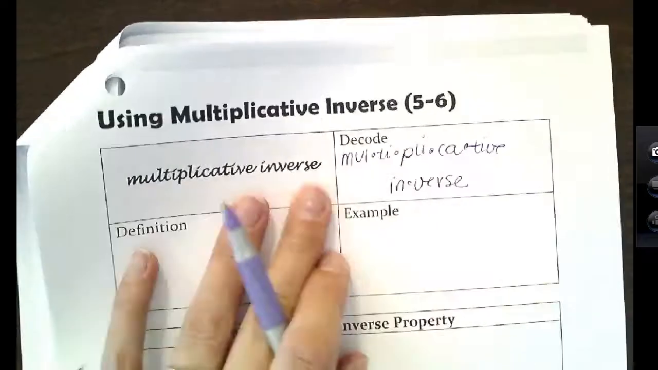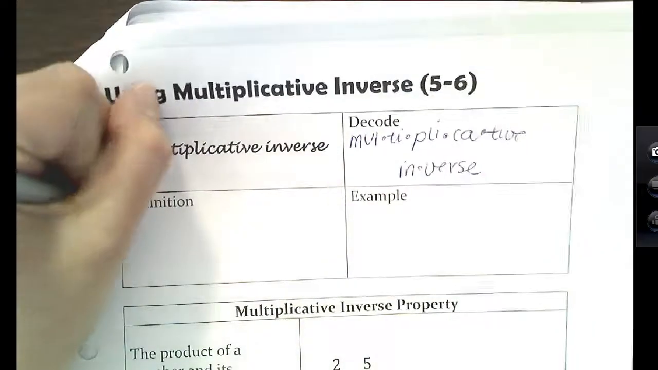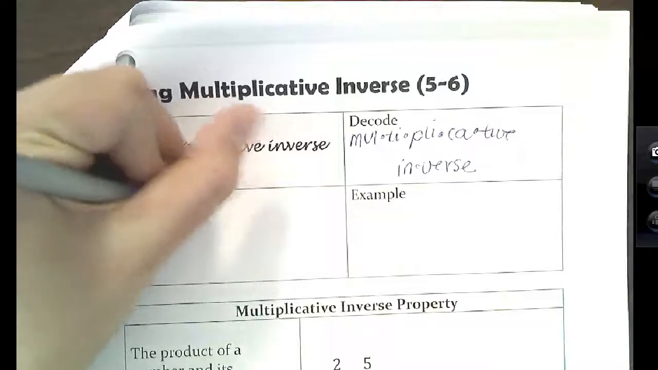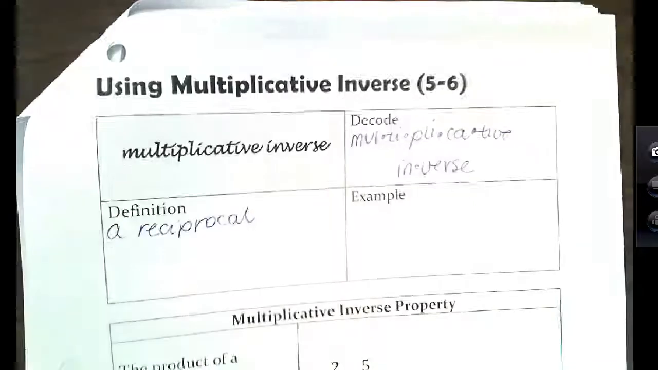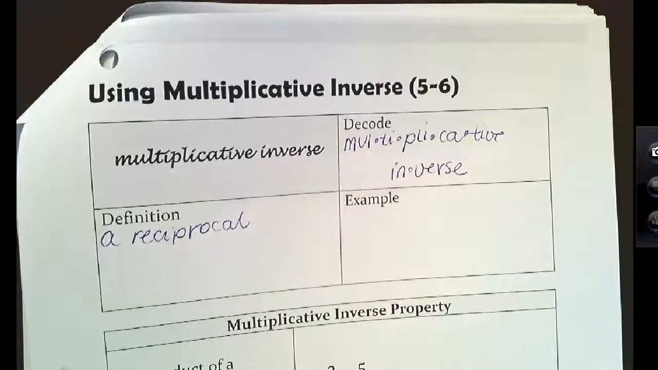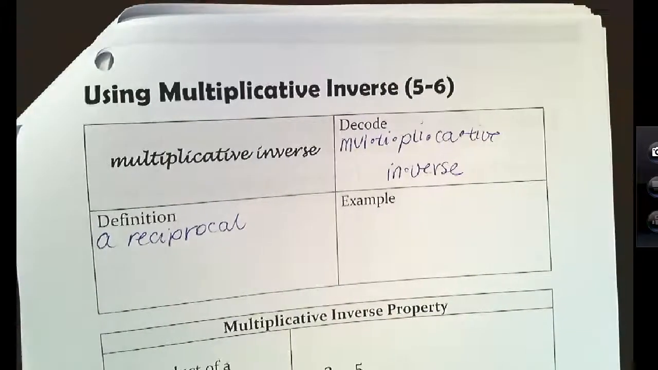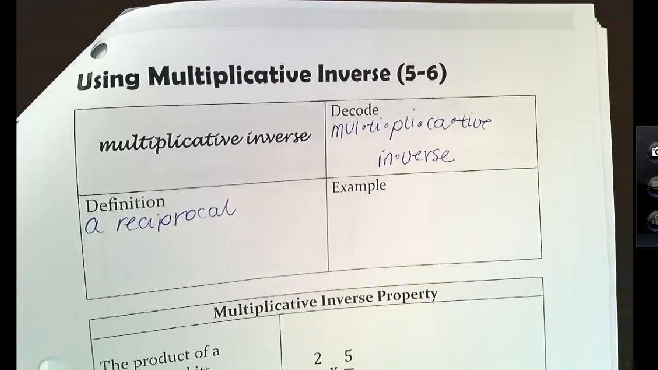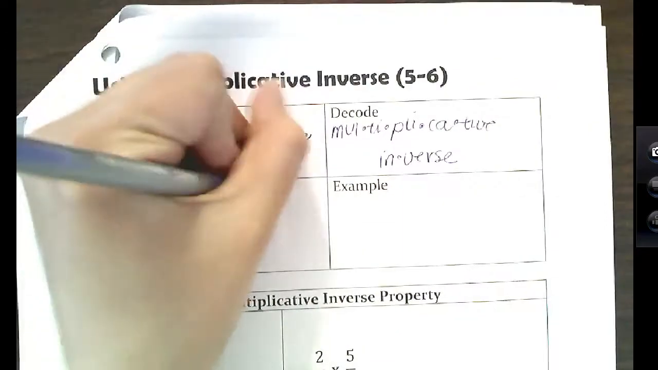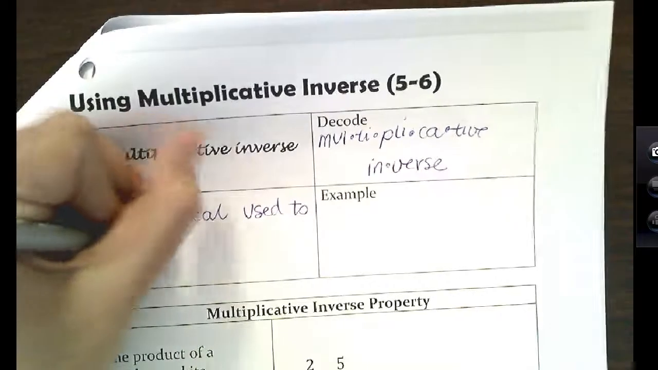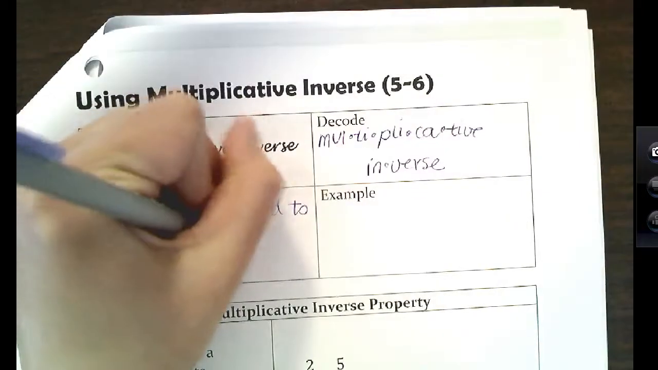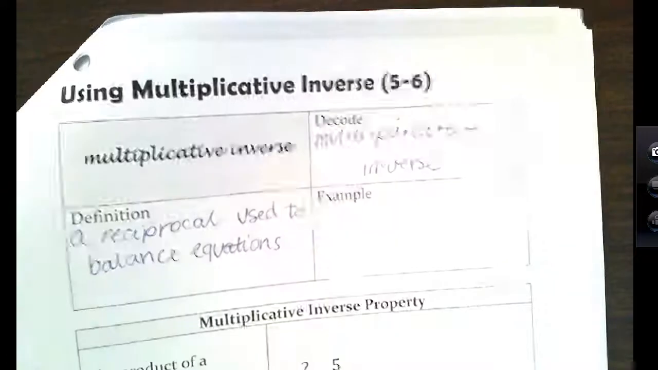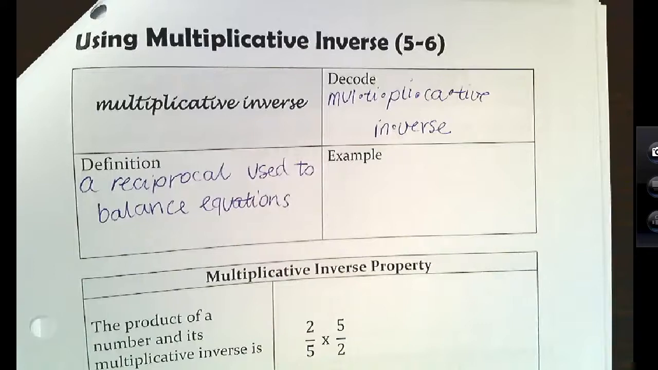All right, so a multiplicative inverse is actually just a reciprocal. What's a reciprocal again? When you flip the numerator and the denominator, right? So a multiplicative inverse is a type of reciprocal used to balance equations. So it's a reciprocal that we have to use to balance equations.